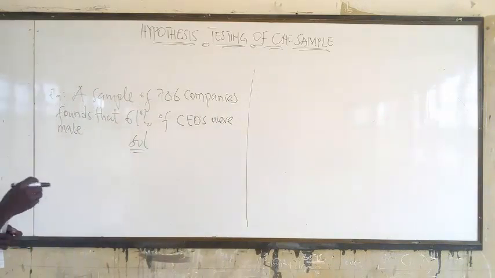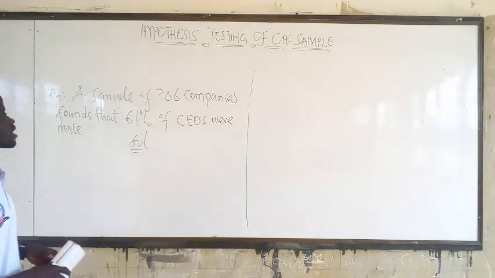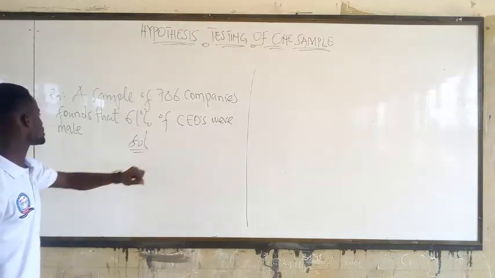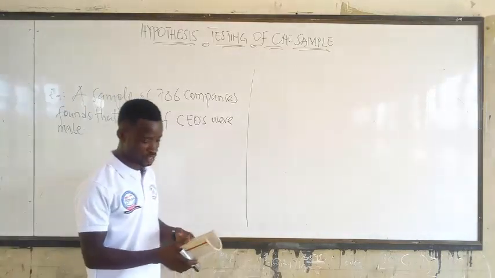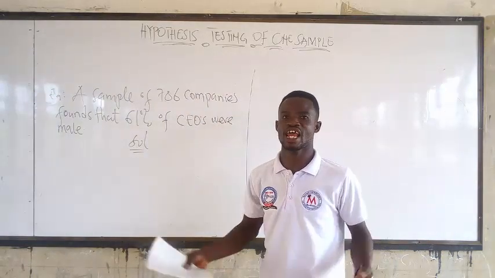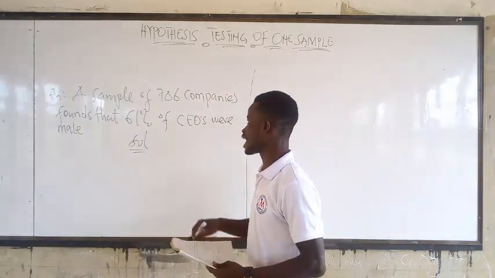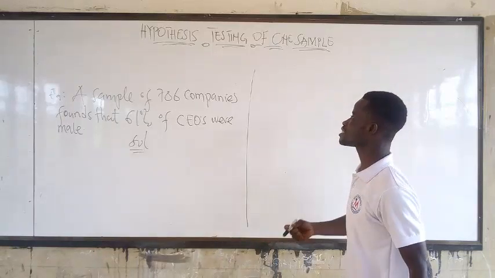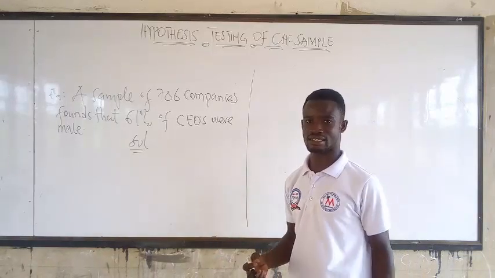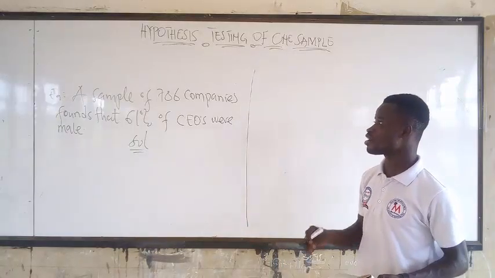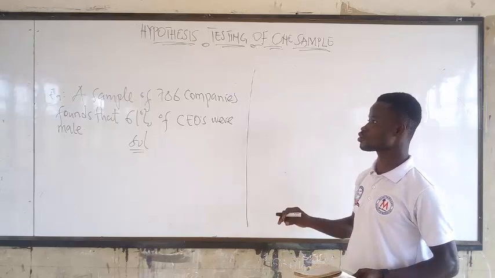Now, you see, a sample of 706 companies found that 61% of the CEOs were what? Male. So with this question, you can see that it's talking of a population. It's talking of a population, because it's talking of a population of 706 companies. I hope you can see that. Alright. And it was found that 61% of the CEOs were what?